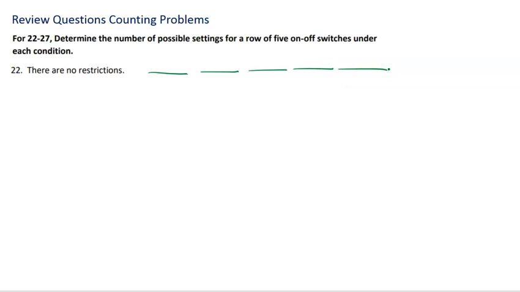Now, one thing we have to decide, can we reuse? In other words, if we select on, can we select on again? Yeah, we sure can. So what that means is we can't use a combination or a permutation in this situation at all, because we can reuse those outcomes. So the first position, this is just the first switch, second switch, third switch, fourth switch, and the fifth switch.